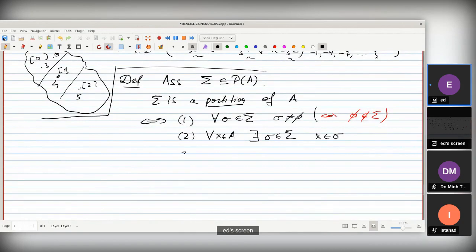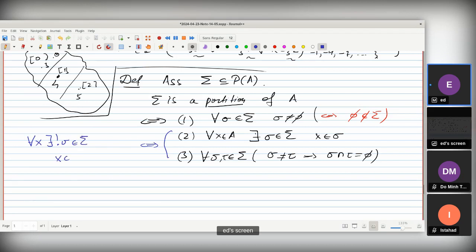And in fact, every element in A belongs to at most one piece in our partition. That is, for every two pieces, if they are not equal, if they differ from each other, they have no common element. So nothing can be a common element of two distinct pieces. By the way, these two are equivalent to the following. For every x, there exists a unique piece of our partition that contains x.